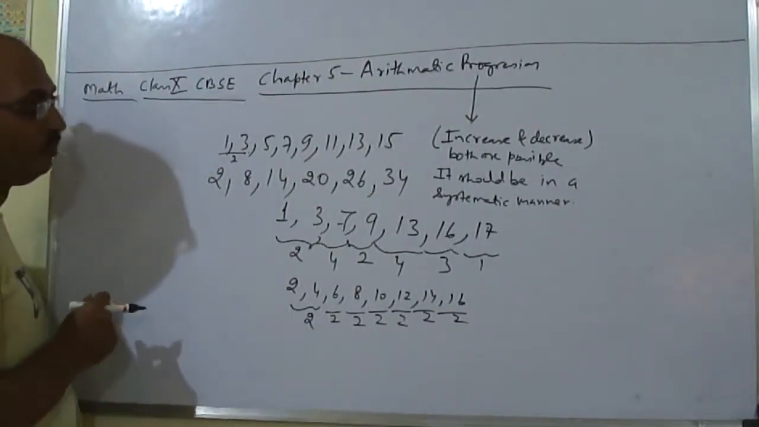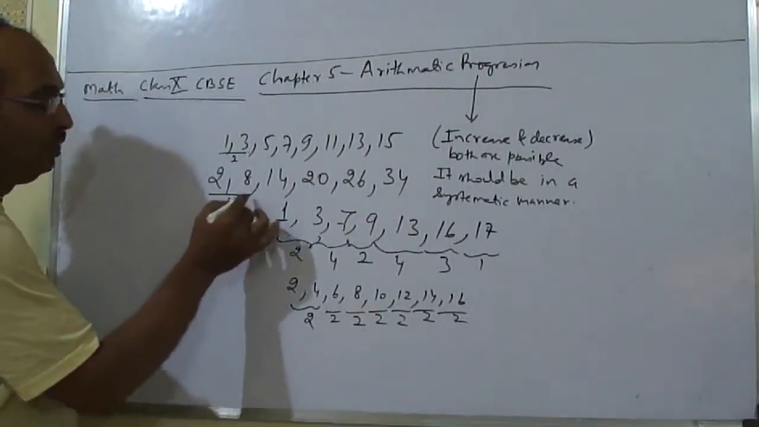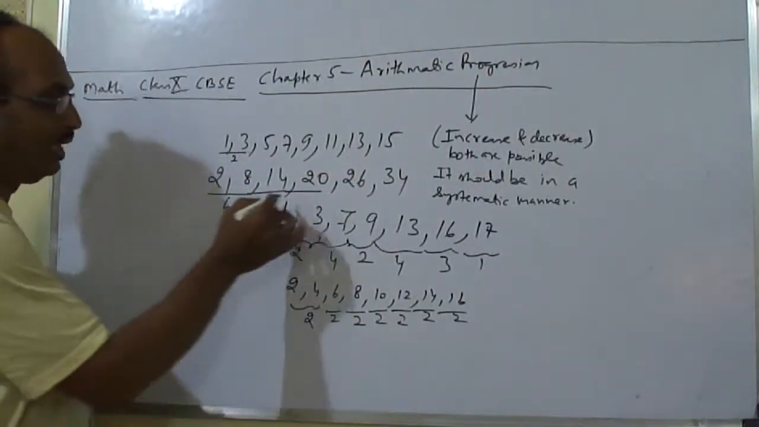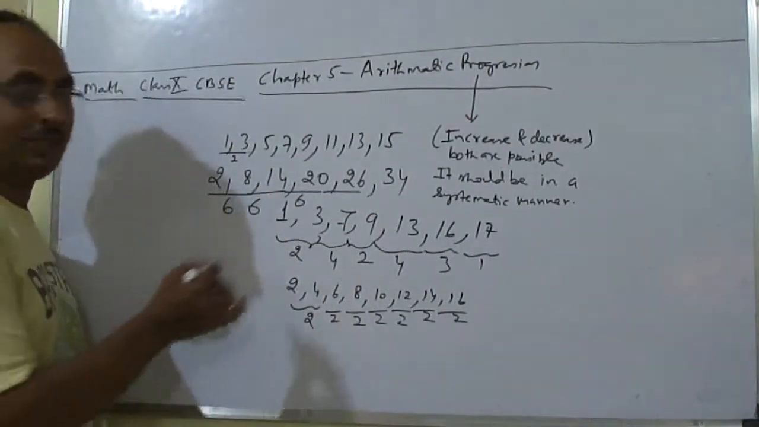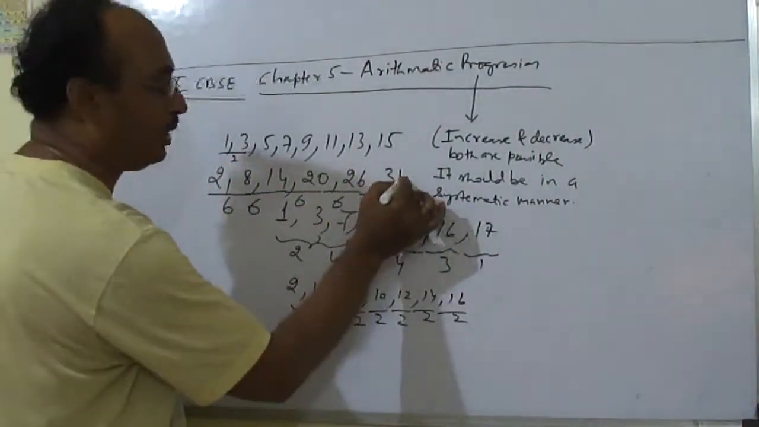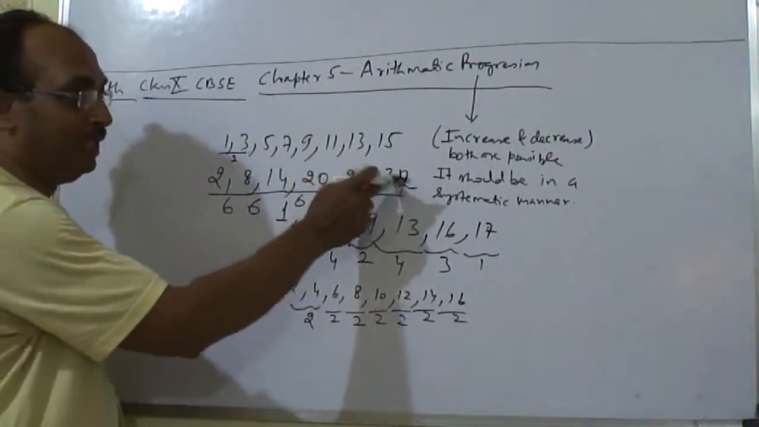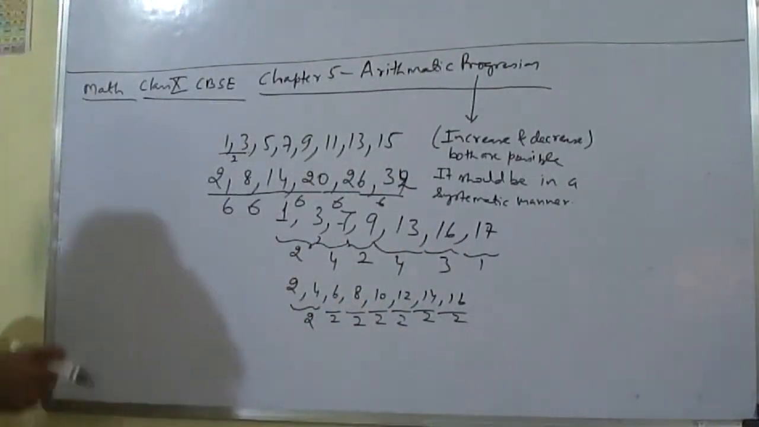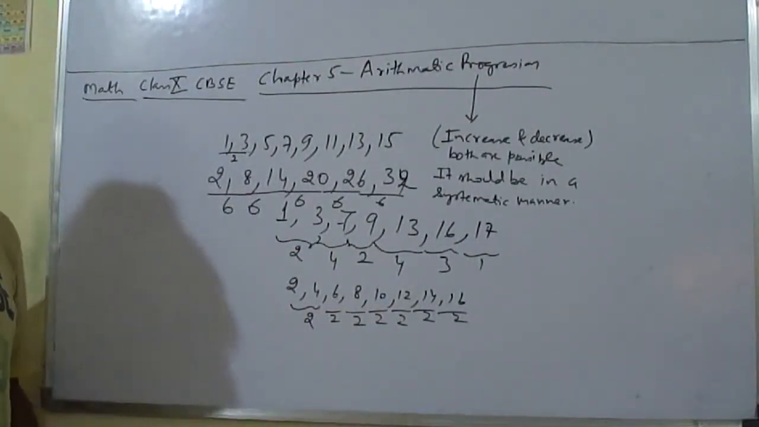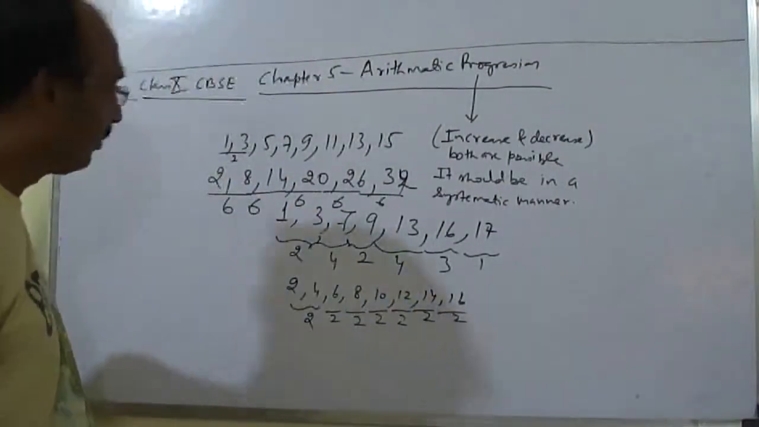Between these two, what is the difference? 6. Between these two? 6. Between these two? 6. Between these two? 8. So it should become 32 here. If it is 34, it will not be an arithmetic progression. If it is 32, then it will form an arithmetic progression. Understood now what an arithmetic progression is? Okay, very good.